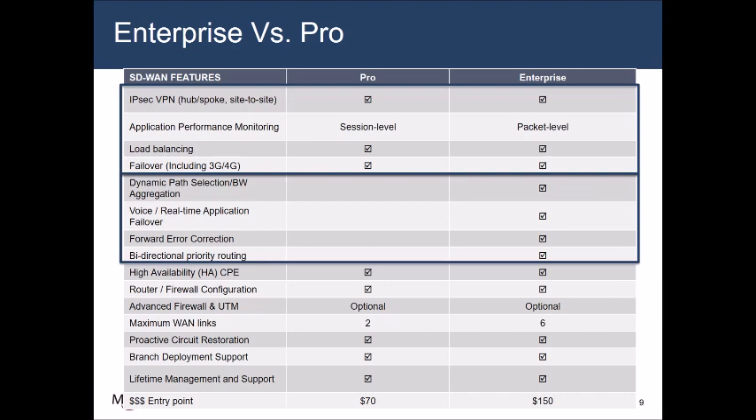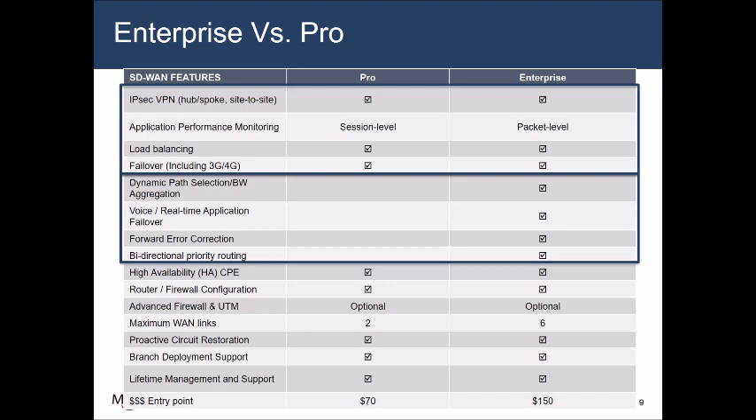Contrast that with what we call a network-based solution. On the extreme right-hand column, the SD-WAN Enterprise service actually looks at things at the packet level. And it not only has a device at the customer location, but there's also a gateway or data center on the far end of things.